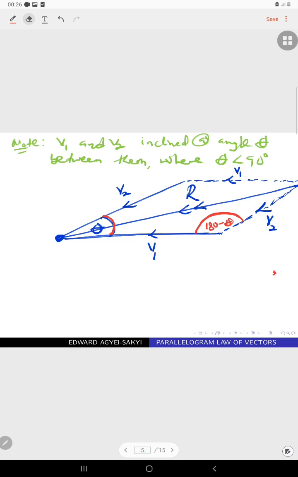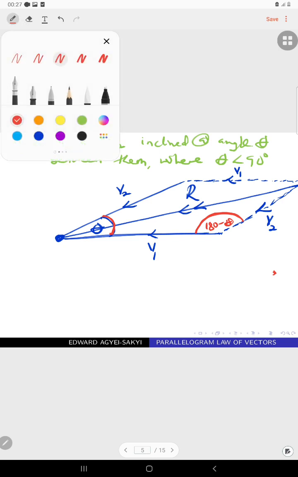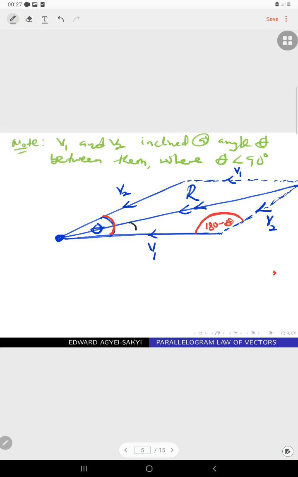So you apply the same cosine rule. Continue like that. Put your alpha here. I'm not going to do that one again. So you put your alpha here. That will be your direction. Use the sine rule to find your direction. Then use the cosine rule in the triangle.